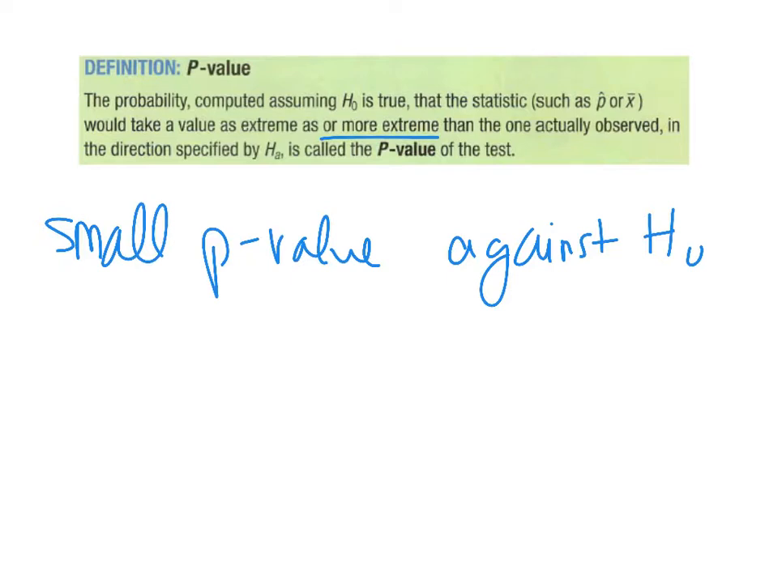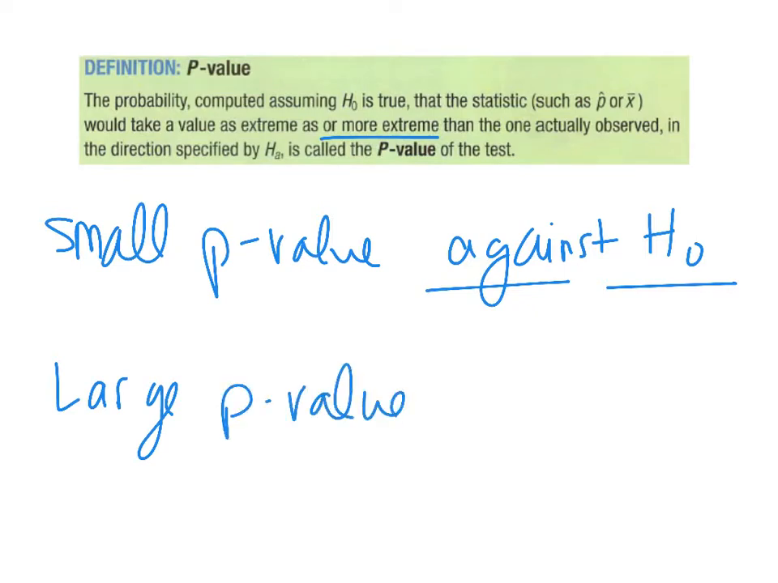It says that our observation is unlikely to occur if the null hypothesis is true. So a very small p-value gives us evidence against the null hypothesis, saying that the sample that we have was unlikely to occur if the null hypothesis is true. Whereas a large p-value is going to fail to give me convincing evidence against the null hypothesis.